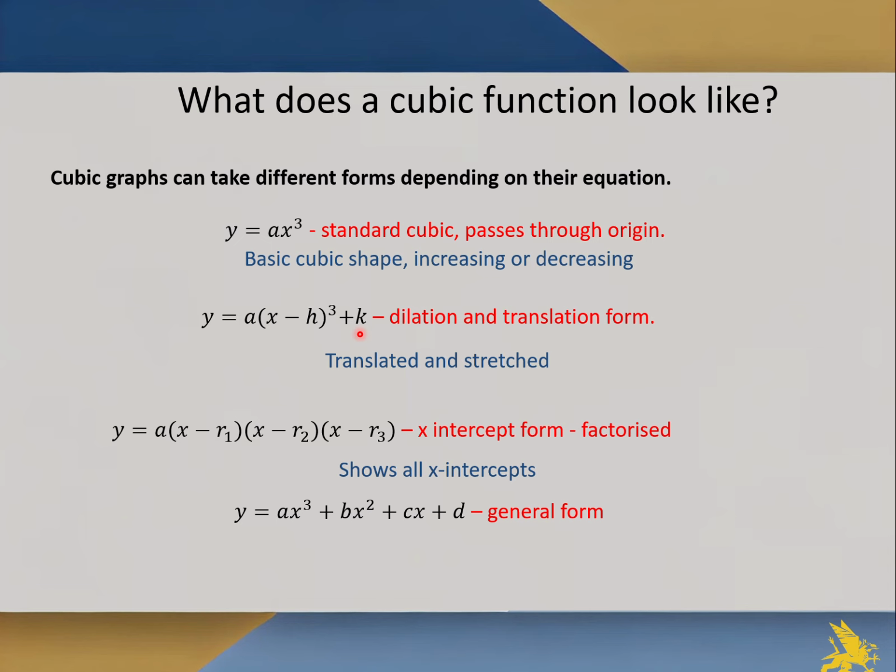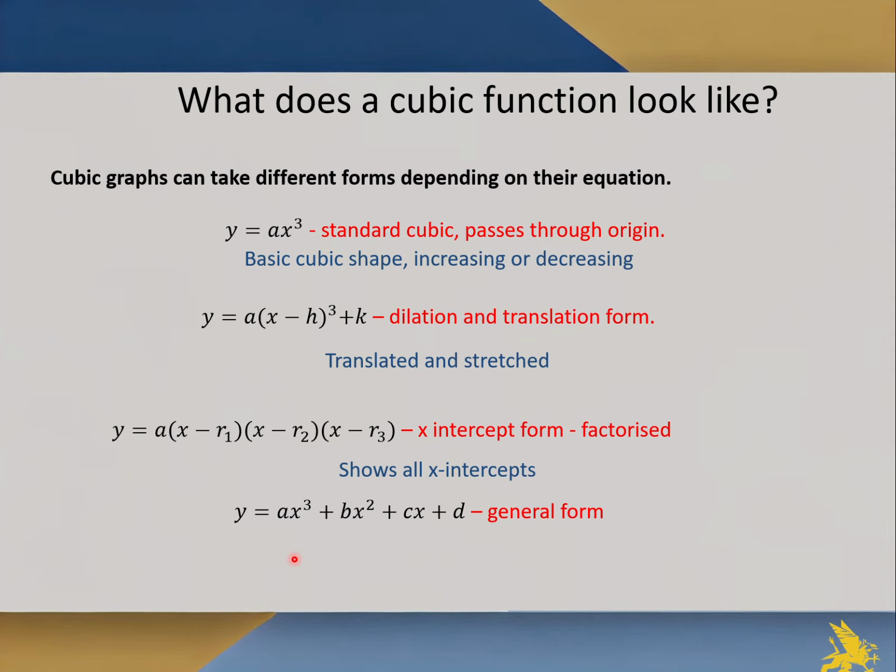Then this same graph again is the standard cubic, but with some dilation and translation, so some stretching. And we've also got the factorized form with all of our x-intercepts, and we've got the general form, which is ax cubed plus bx squared plus cx plus d.